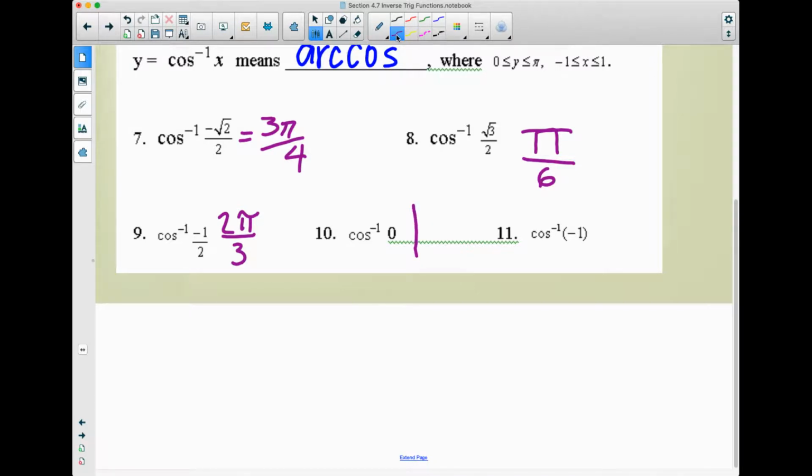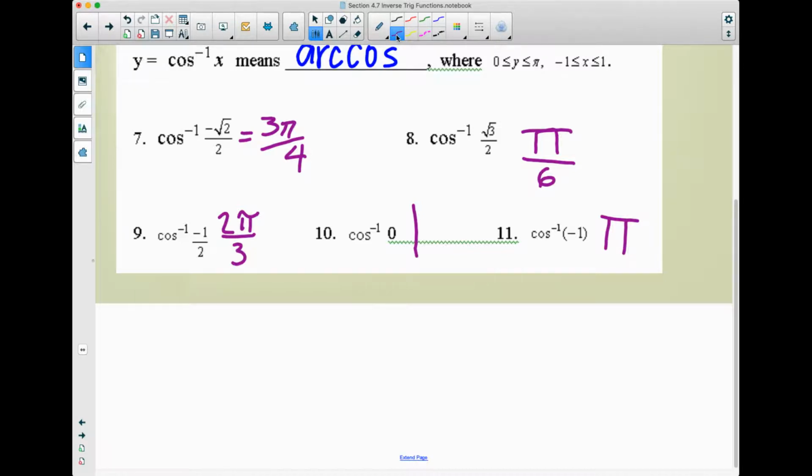Where is cosine 0? That's my answer. That's okay. Look. Final answer. Did I show you? No. Okay, cool. Alright. See, that was so hard, huh?